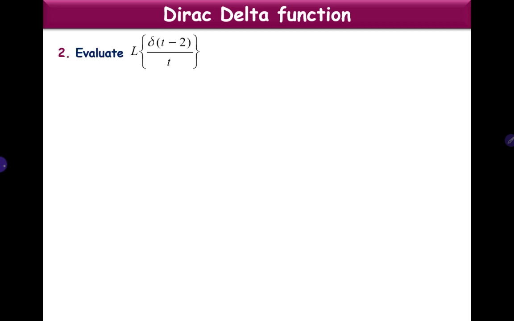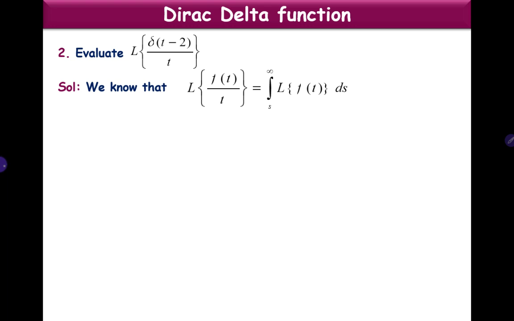Now let us see another problem. Evaluate the Laplace transform of delta of t minus 2 by t, where delta is the Dirac delta function. So to evaluate the Laplace transform of this function, we can apply the property of L of f of t by t. This is of the form L of f of t by t, where f of t is delta of t minus 2. What is L of f of t by t? It is integral s to infinity L of f of t ds. So now in place of f of t we write delta of t minus 2.